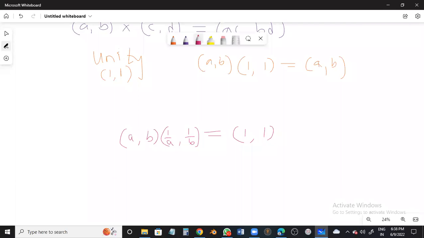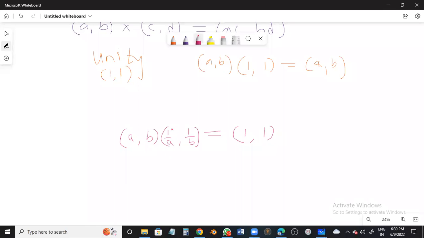Now go back to your first set Z. If you go back to your first set Z and find what happens, multiply A into 1 by A, you get back 1.